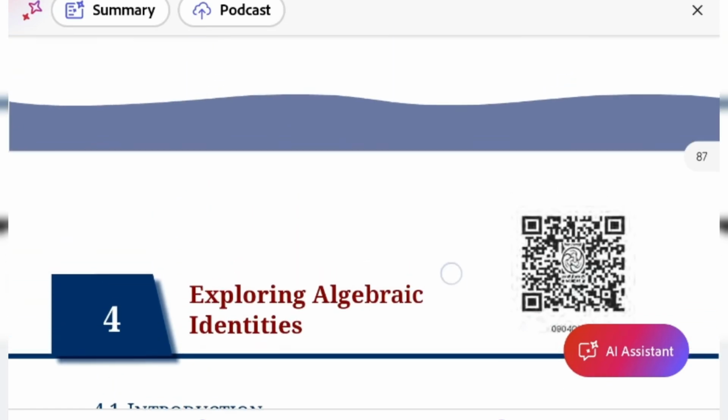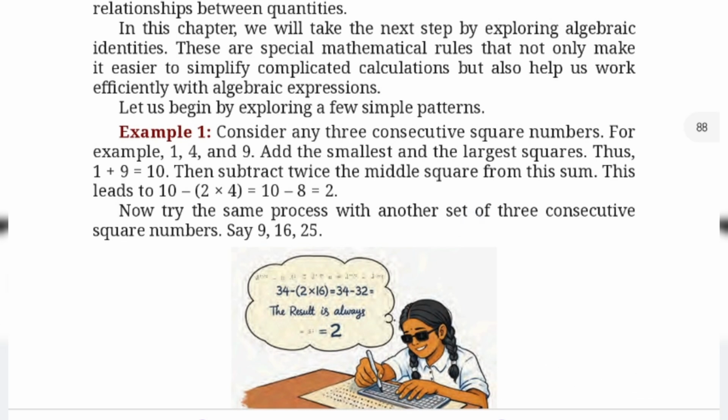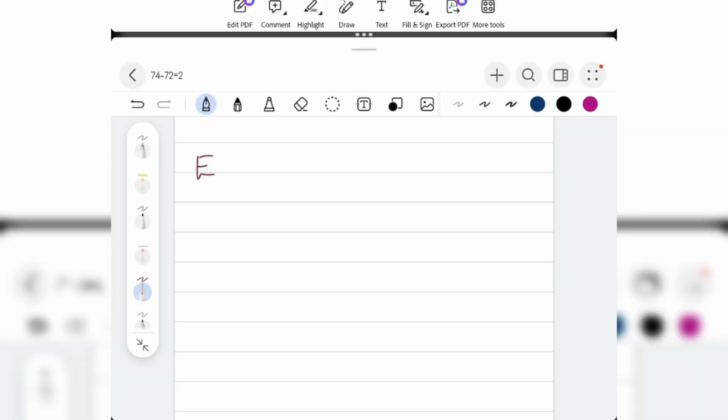Okay, chapter 4, exploring algebraic identities. Now let's start with example 1. Here, this example 1 is nothing but a pattern which is existing in square numbers. What he's trying to explain is, if we take any three consecutive numbers, here he's taking the first three consecutive numbers 1, 2 and 3.